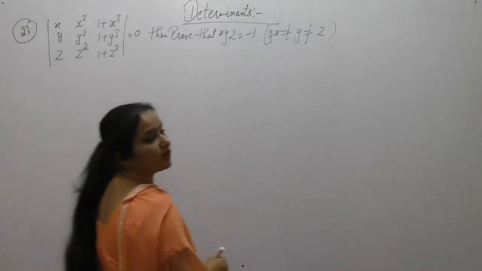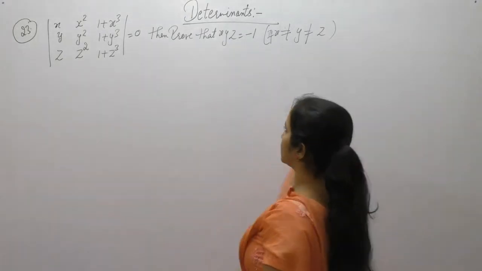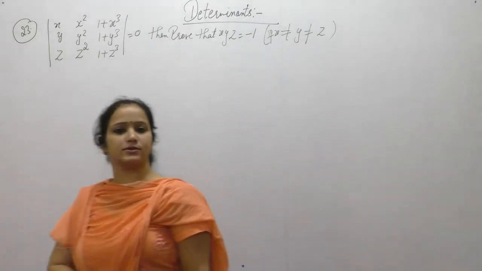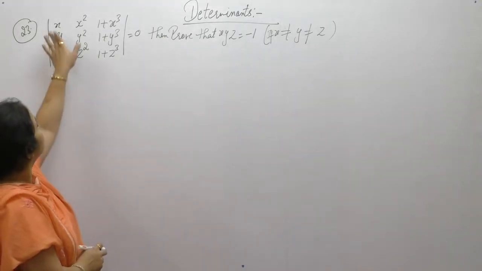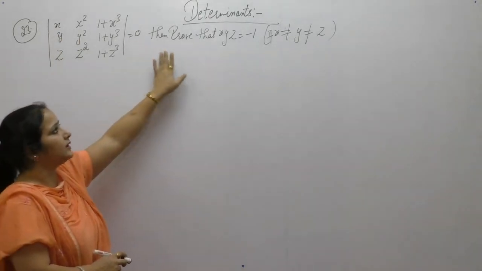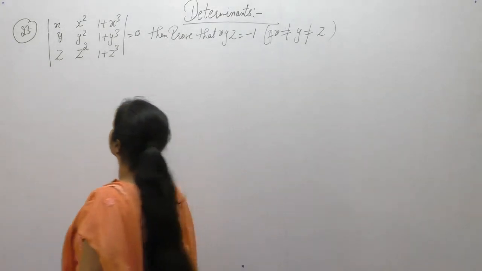Hello students, we were doing determinants by using properties. Let us start with our question. If x is not equal to y, not equal to z, and the determinant of x, y, z, x square, y square, z square, 1 plus x cube, 1 plus y cube, 1 plus z cube is equal to 0, then prove that xyz is equal to -1.